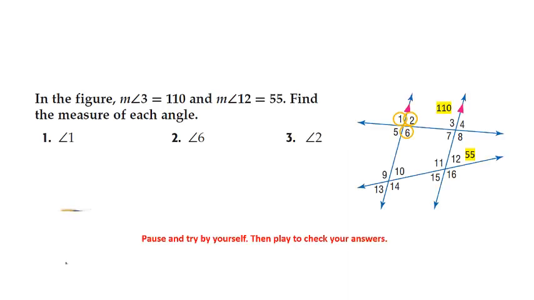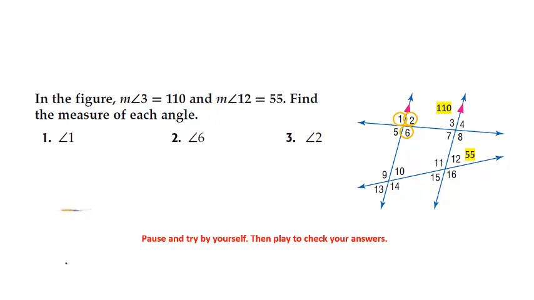Hello everyone, in today's video we are going to look at angles and parallel lines. In this figure, angle M3 is equal to 110 degrees. If you look on the picture, you can see that I have highlighted it in yellow, 110 degrees. And angle M12 is equal to 55, which is also highlighted in yellow. The question that is asked is for us to measure each angle, namely angle 1, angle 6, and angle 2.